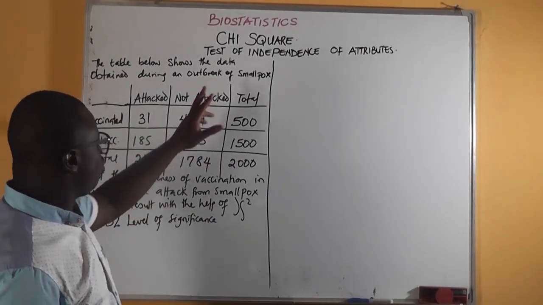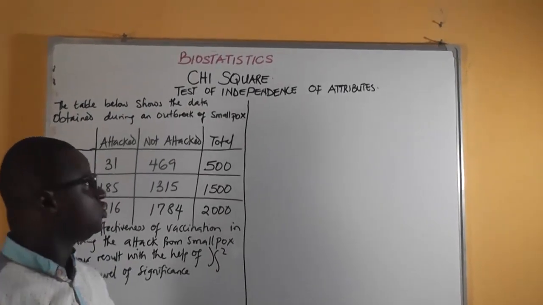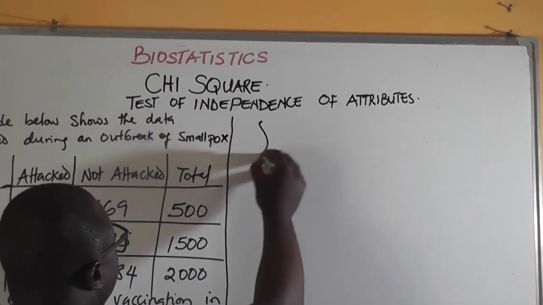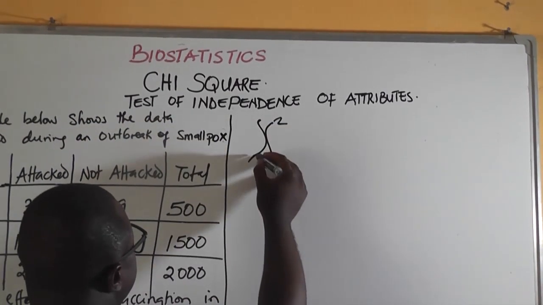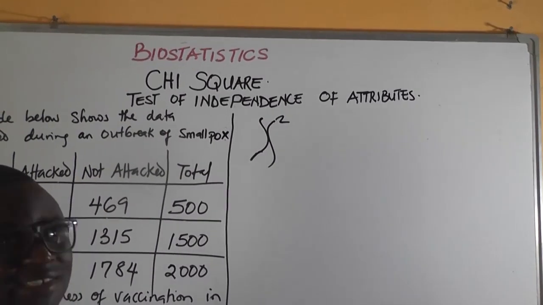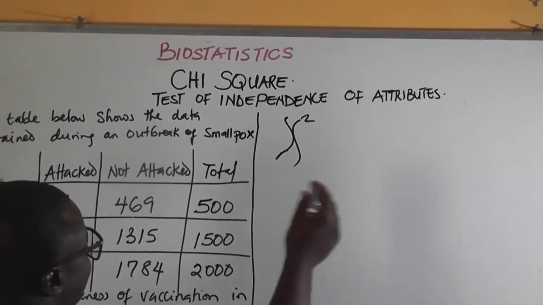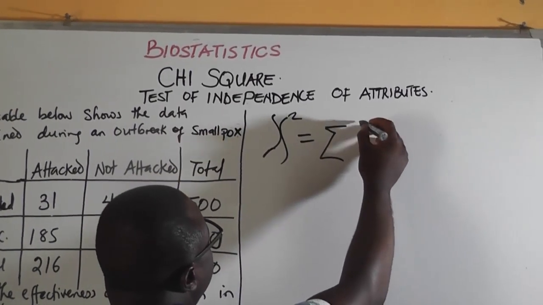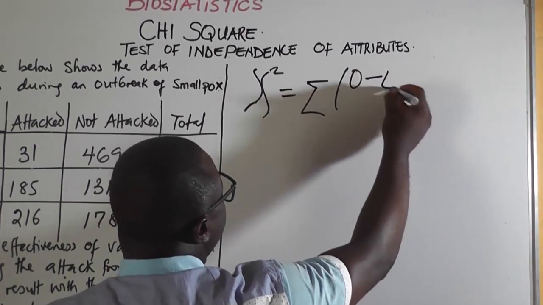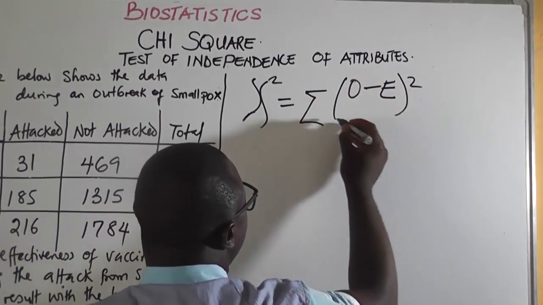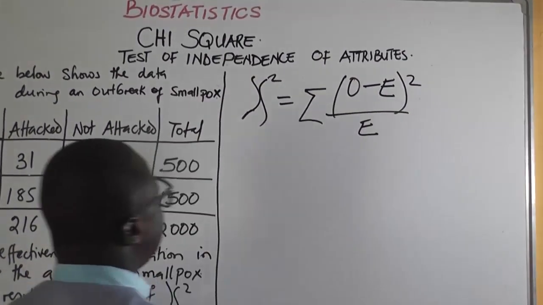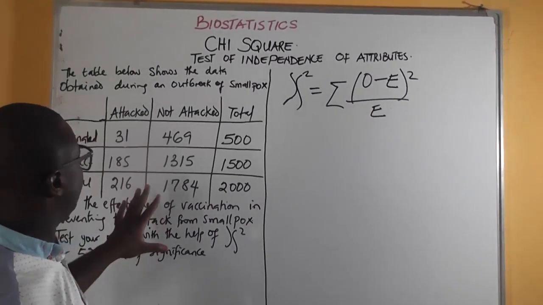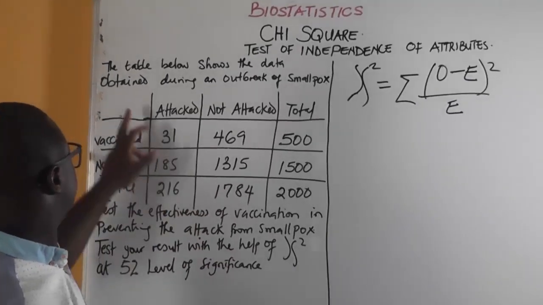Alright, now, we'll be looking at the test of independence of attributes, and this symbol can be used to represent chi-square, something like an x, right? That is the chi-square, and the formula for chi-square is summation of observed value minus expected value squared over E, and that is the formula for chi-square. Are we together?